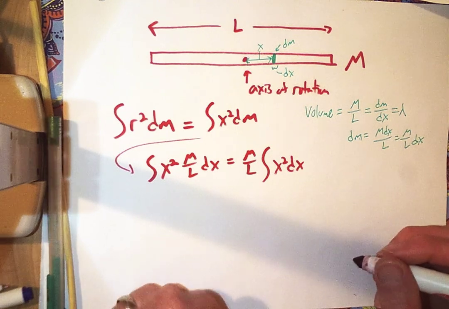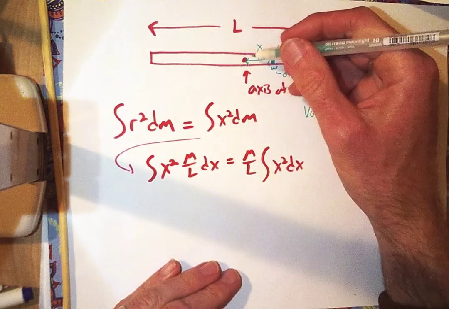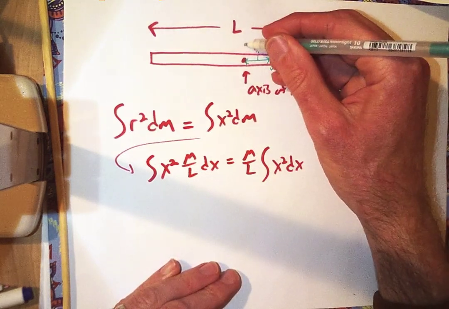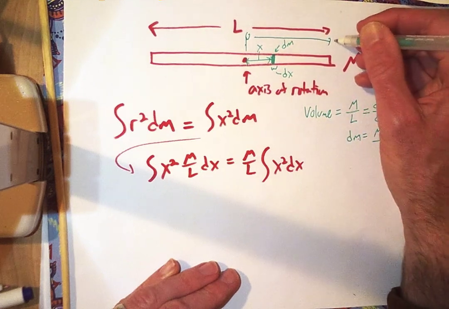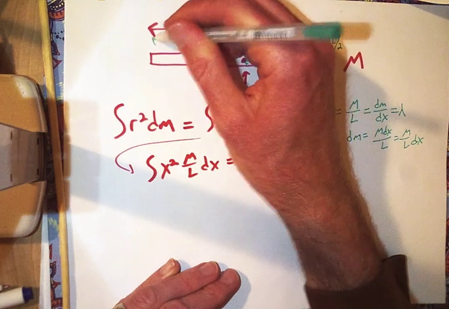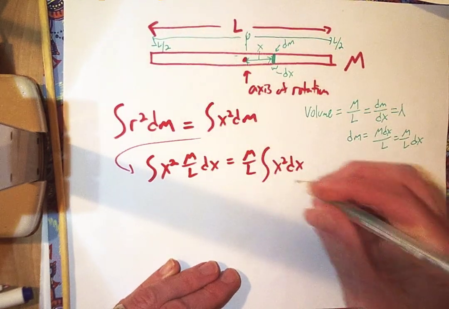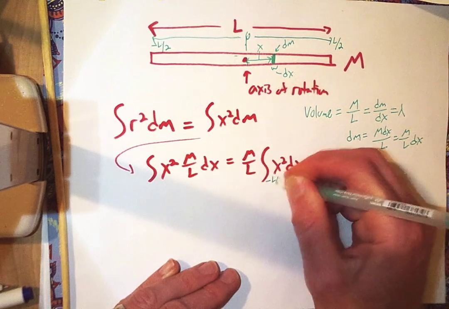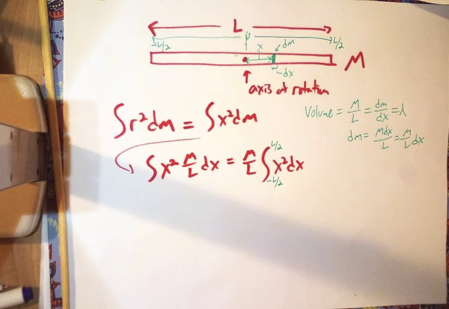The trick now is we have to find some limits of integration before we can really do the integral, so it's going to be a definite integral. Where are we going to go from? If this is our zero point right here, we're going to go in the positive direction up to an x value of L over 2, and in our negative direction we're going to go to a value of negative L over 2. So the limits of integration go from negative L over 2 up to L over 2. That's pretty doable.